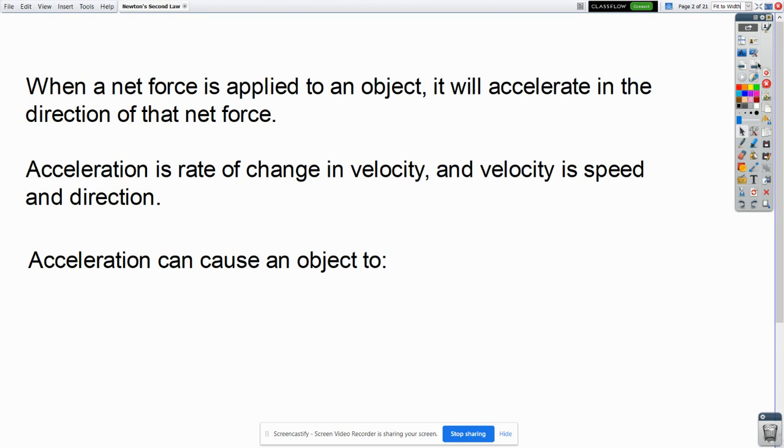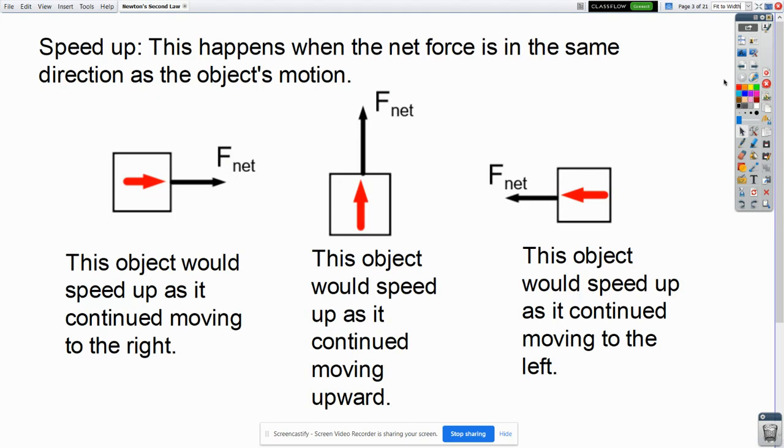Acceleration is rate of change in velocity. Velocity is speed and direction. So again, when a net force is applied to an object, it is either going to speed up. That happens when the net force is in the same direction as the object's motion.